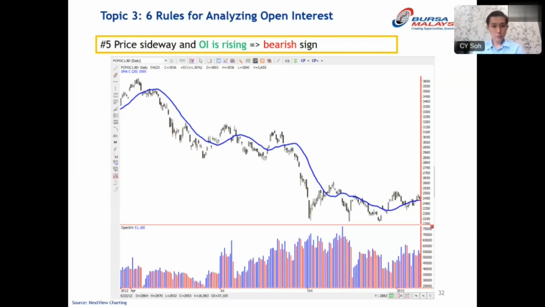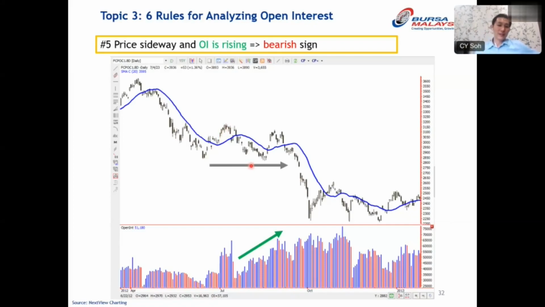So rule number 5: when price goes sideways and open interest is rising, it means a bearish sign. So here you can see during a sideways market, open interest is actually rising, and this is a bearish sign. Rule number 5 is a unique case, and it quite seldom happens in the FCPO market, because it's difficult for us to clearly define a sideways market. When the market bounces up, you think that it's an uptrend market, right? Here when the price bounces up, you think that price may continue to go up, but it comes down, you think it's a downtrend again.